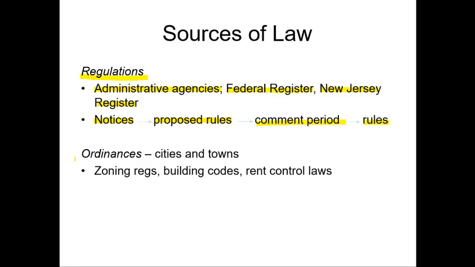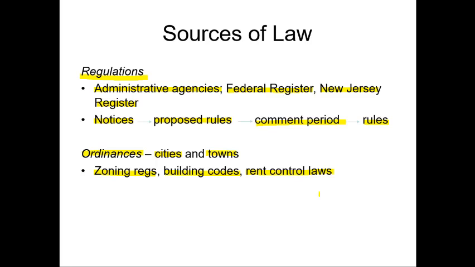Ordinances are typically what are passed by cities and towns in their city councils and commissioners meetings and school board meetings, things like that. You're looking primarily at things like zoning regulations as to what part of your city you want your residential area versus your industrial area, things like that. Building codes as far as what's required for owners to provide safety measures, rent control laws, things like that. So those are the basic sources of law as we go from the Constitution on down to the city and town level.